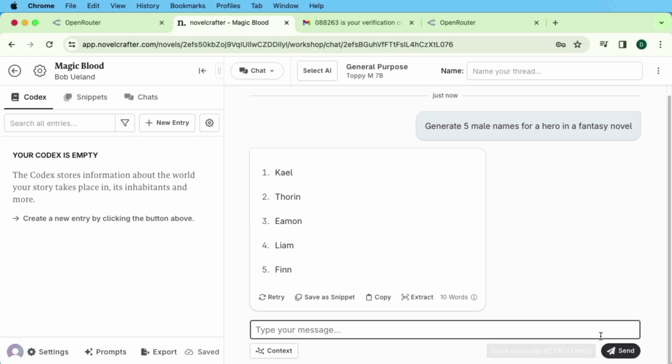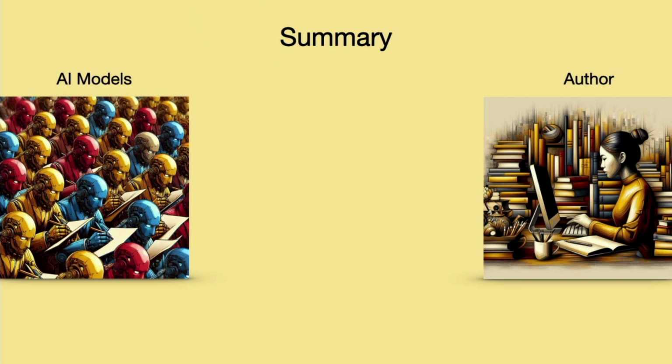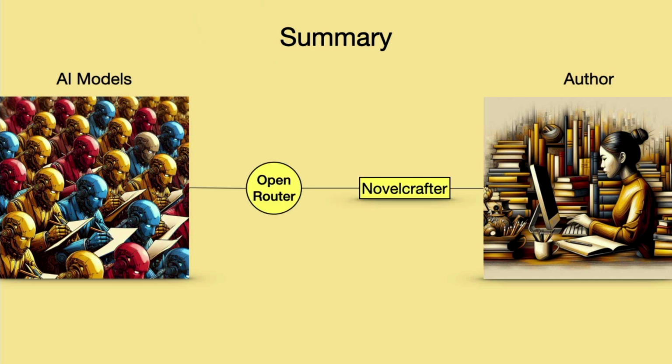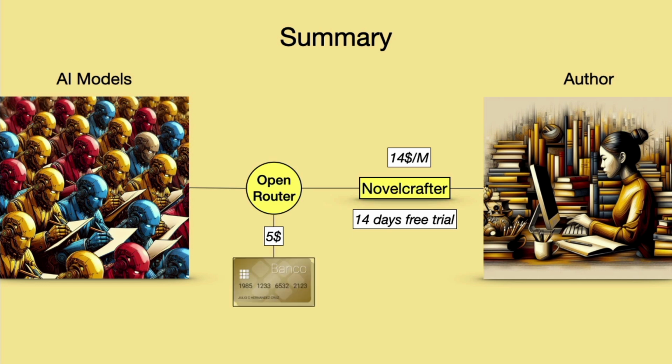Let's now leave the browser and summarize. Summary. Here we have the author who wants to use the AI models. To do that, she has to sign up to both Novelcrafter and OpenRouter. When signing up to Novelcrafter, you get the 14 days free trial. And then you have to pay $14 a month. For OpenRouter, you can start by adding $5 worth of credit. And OpenRouter will take about 10% of that, and the rest can be used for accessing the AI models.